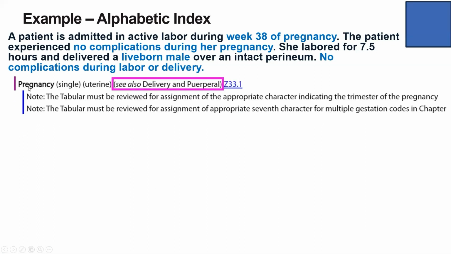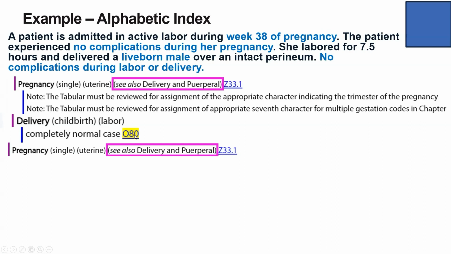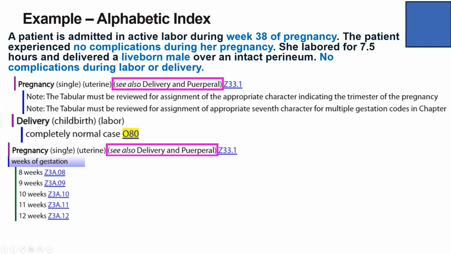So first, we're going to look this up. We're going to go to pregnancy. And again, as a reminder, we have the "see also delivery" here because we actually did have a delivery. Since we actually had a delivery, we're going to go to delivery. And then we have this subterm, completely normal case. If we look at this, it fits our definition of what an uncomplicated delivery and pregnancy would look like. So we're going to use that code O80, and then we're going to code our weeks of gestation.